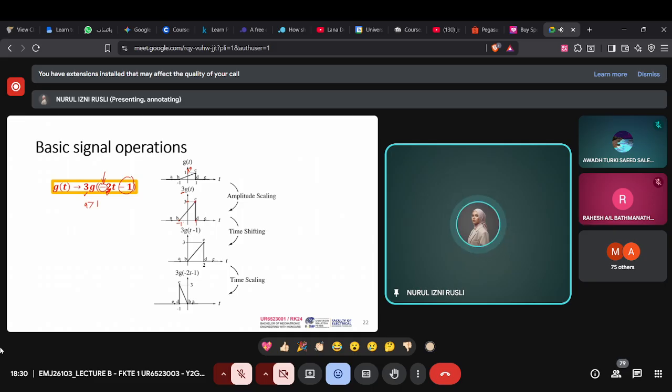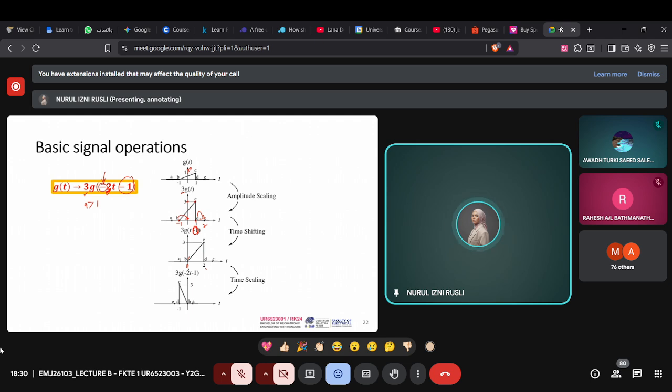And then you do the time shifting. So right now you have t minus 1. In this case, you are having a delay by 1. So that's why you have to move the signal to the right by 1. So minus 1 move 1, so that's why you got 0. And 1, you move 1, you got 2. So now this is your new signal.